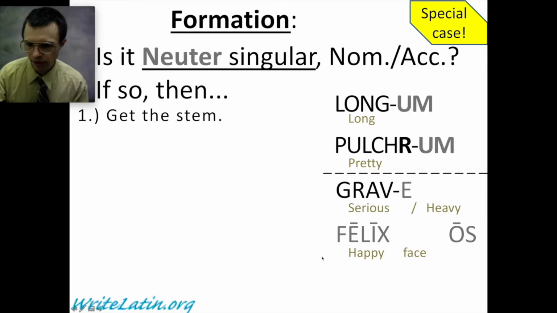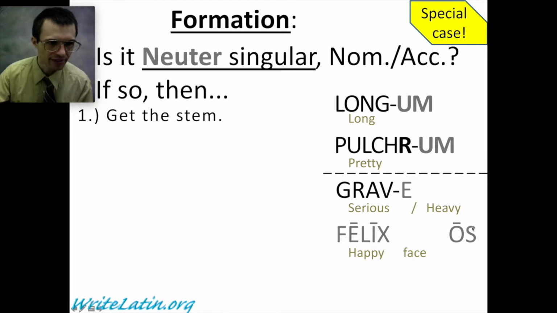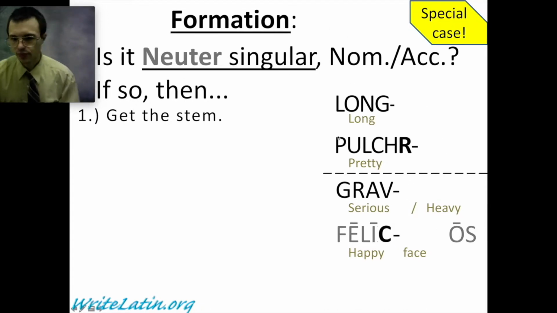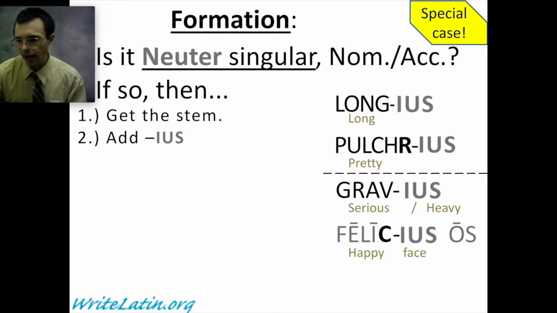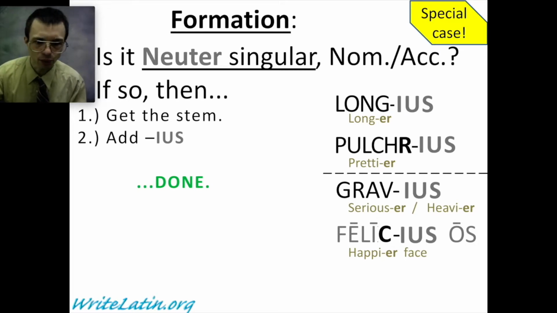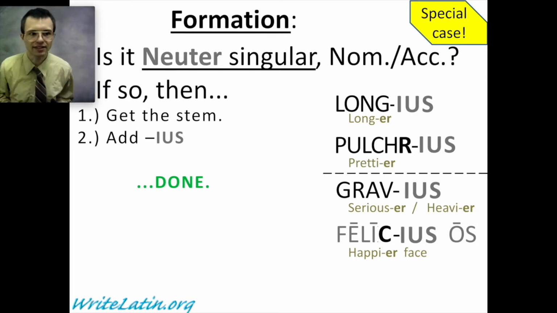And notice the only way that I know that this is neuter is from context, because I looked later in the sentence and saw there was a neuter noun sitting later in the sentence that this felix is modifying. So felix could be masculine if it was felix vir, or feminine if it was felix femina. But if it's felix os, then it's going to be one of these neuter special cases. Okay, so felic. And then I add on IUS. How nice. Longer, prettier, seriouser, happier, a happier face. Felicius os. So that's the special case.